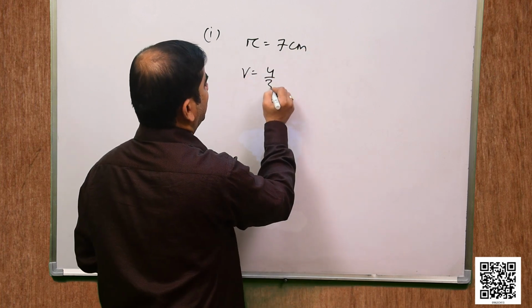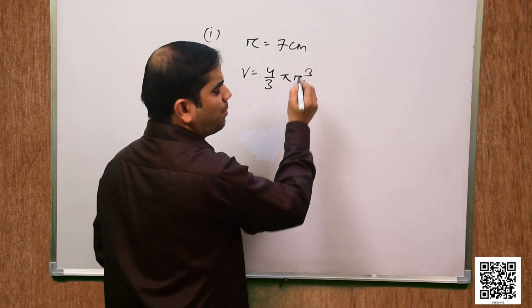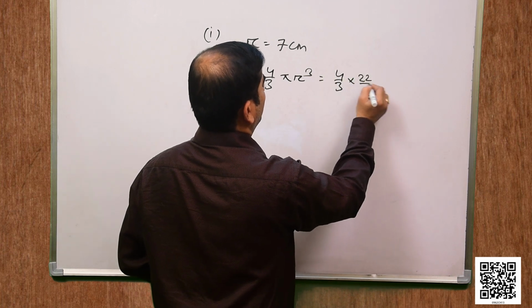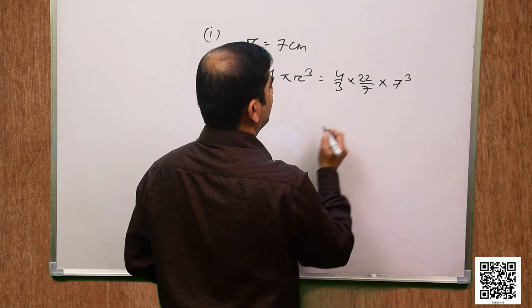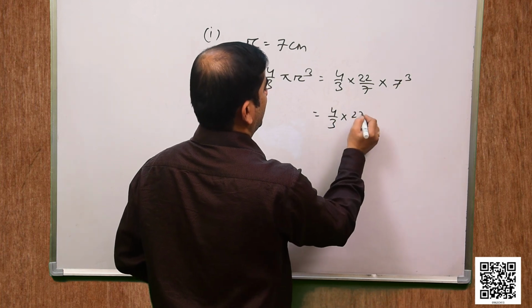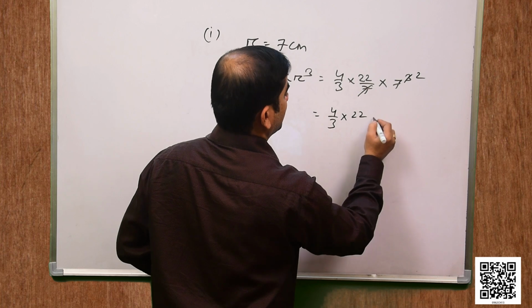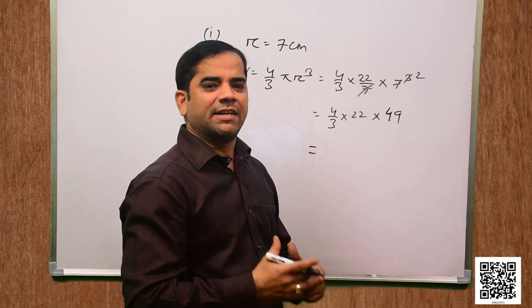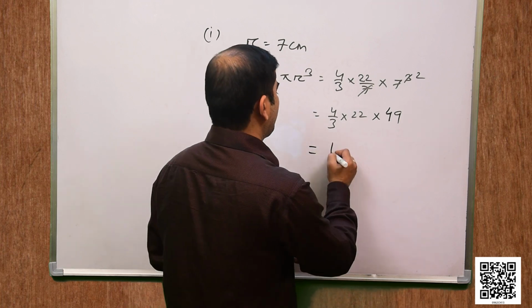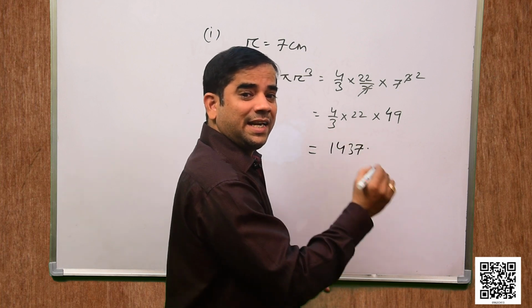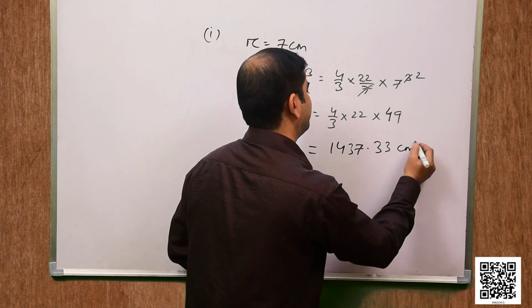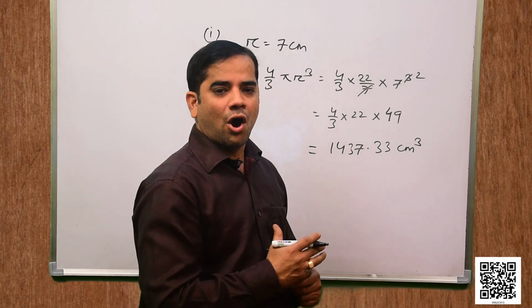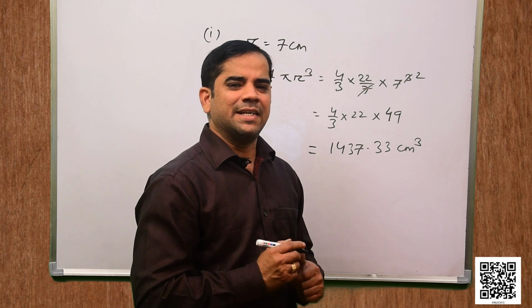Okay. So what should be the volume? Volume is equal to 4 by 3 pi r cube. Okay. So that is equal to 4 by 3 into 22 by 7 into 7 cube. That is 4 by 3 into 22 into 49. Okay. So it will give us a value that is equal to 1437.33 centimeter cube. Okay. So this is the volume of the sphere having radius 7 centimeter.